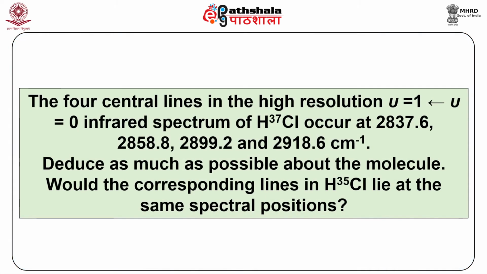The four central lines in the high resolution spectrum, v equal to 0 to v equal to 1. It is also customary in spectroscopy to write the excited state first. Consider the infrared spectrum of HCl, where we have specified that the isotope of chlorine is 37, with lines at 2837.6 centimeter inverse, 2858.8 centimeter inverse, 2899.2 centimeter inverse and 2918.6 centimeter inverse. So, you are required to deduce as much as possible about the molecule, and would you expect the lines for the normal isotope of chlorine, 35, to lie at the same spectral positions?